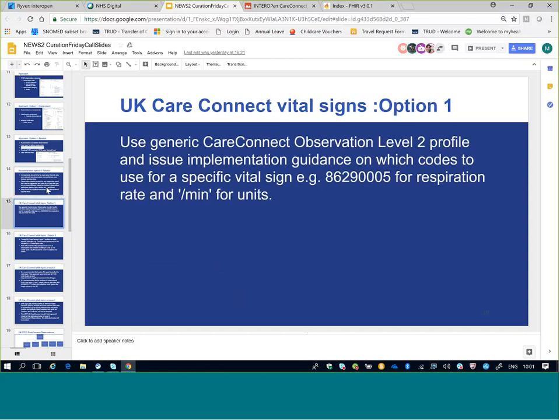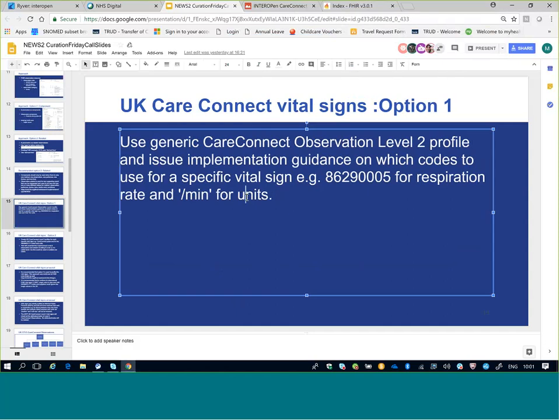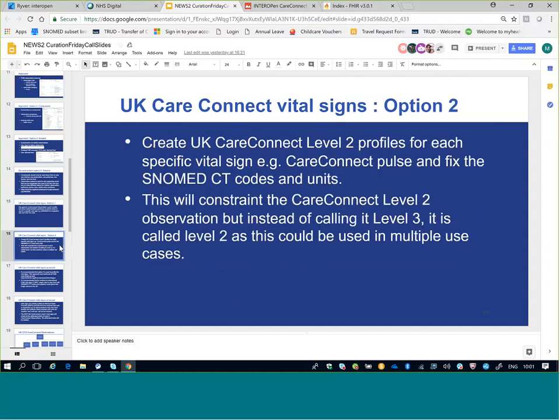Okay. Vital signs. We don't have a UK vital signs at the moment, and I think this is our opportunity to look into it. One option is that we use a CareConnect observation level 1 generic and issue implementation guidance, and say for respiration rate, for example, you can use this SNOMED code and you can use some units, and that will sit on a website. Option 2 is we create a level 2 profile for each vital sign, and we fix the codes and constrain them. We call it level 2 because it's reusable.